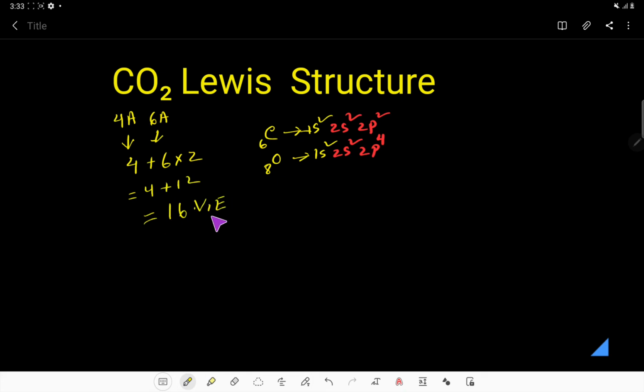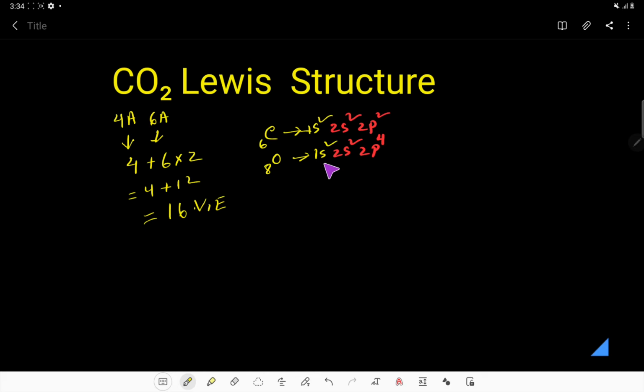These 16 valence electrons have 2 tasks. The first task is to connect these 3 elements, and the second task is to satisfy the octet of these 3 elements. We can also count the valence electrons from the electronic configuration of carbon and oxygen. In carbon we have 2 plus 2, 4 valence electrons, and in oxygen we have 2 plus 4, 6 valence electrons.